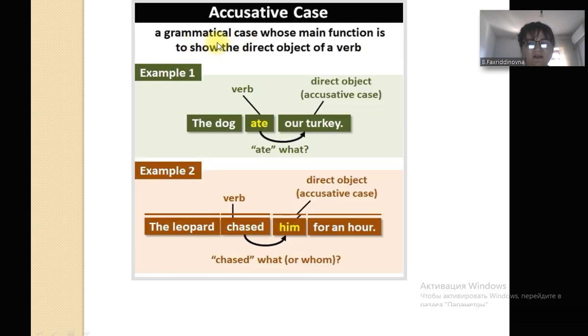Accusative case: a grammatical case whose main function is to show the direct object of the verb. For example, the dog ate our turkey. In this sentence, we can see ate is the verb, and what did it eat? Our turkey. Here our turkey is the direct object. In the second sentence, the leopard chased him for an hour. In this sentence, chased is a verb and him is the direct object.